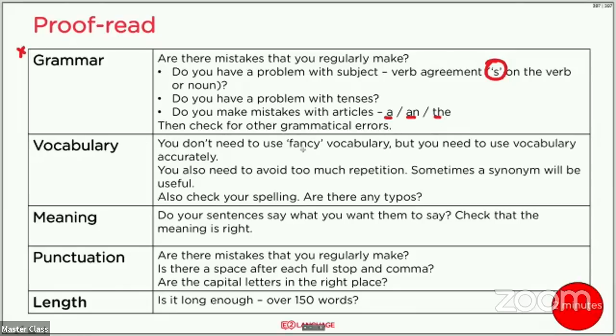Vocabulary. You don't need to use fancy vocabulary, but you need to use vocabulary accurately or precisely. You also need to avoid too much repetition. Sometimes a synonym will be useful. You also need to check your spelling. Are there any typos? Meaning. Do your sentences say what you want them to say? Check that the meaning is right. Punctuation. Spaces after full stops and commas. Capital letters. These are little things, but they're important. Most importantly, though, do check your writing to make sure it's over 150 words.